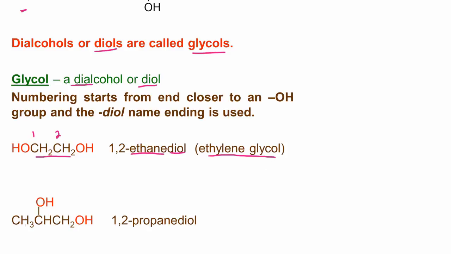This one here, let's go ahead and start numbering. If we start numbering this way, 1, 2, 3, we have an OH group on carbon 2 and 3, but if I number this way, I have an OH group on carbons 1 and 2. So we want to name this as a 1,2. We have 1, 2, 3 carbons here. That's a propanediol. So 1,2-propanediol.